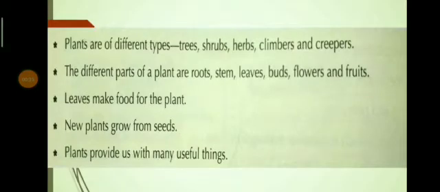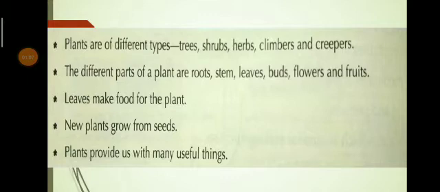As you all know, there are different types of plants around us. Some plants are big and some are small. The different types of plants are trees, shrubs, herbs, climbers and creepers. Big plants with huge wooden stems are called trees. Some examples of trees are apple tree, coconut tree, etc.